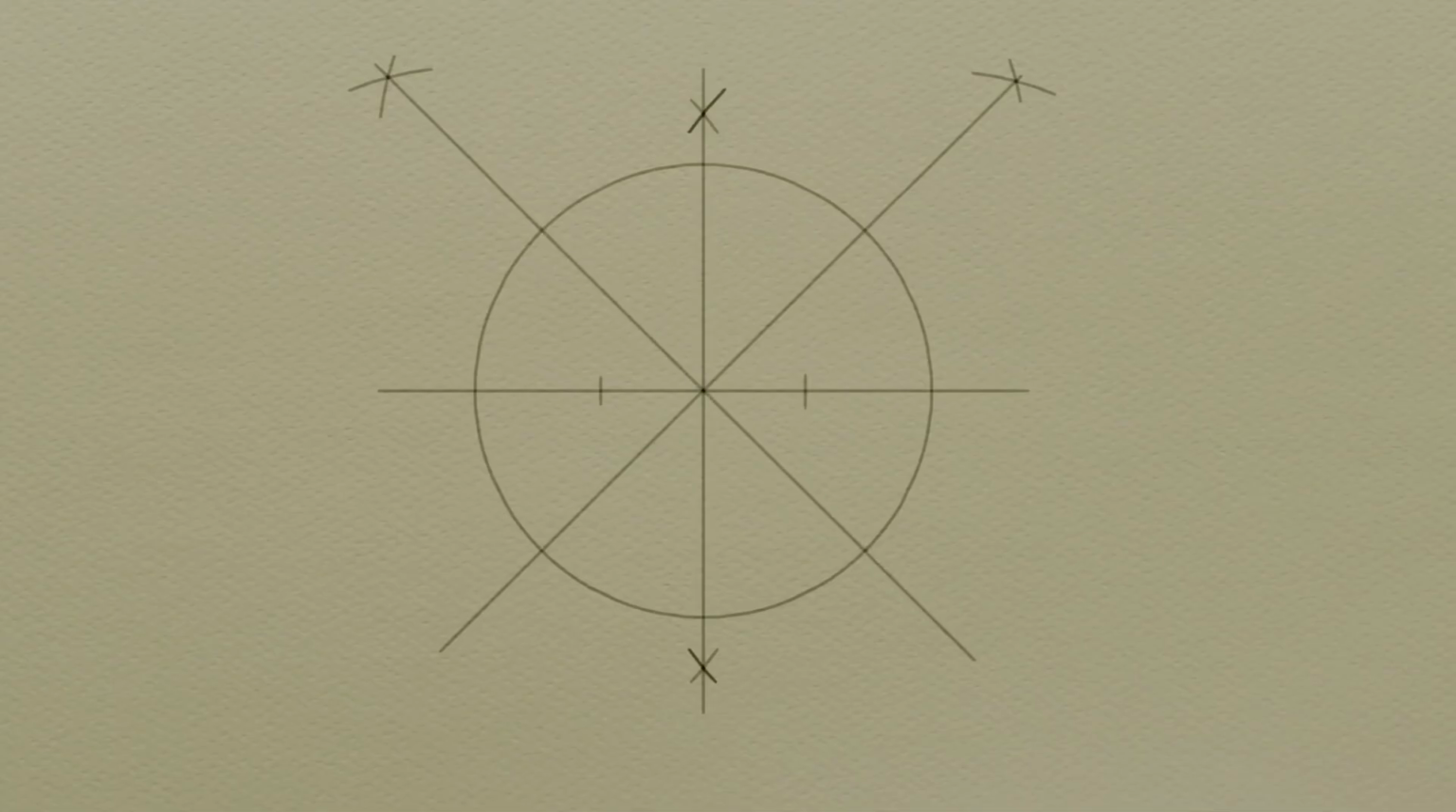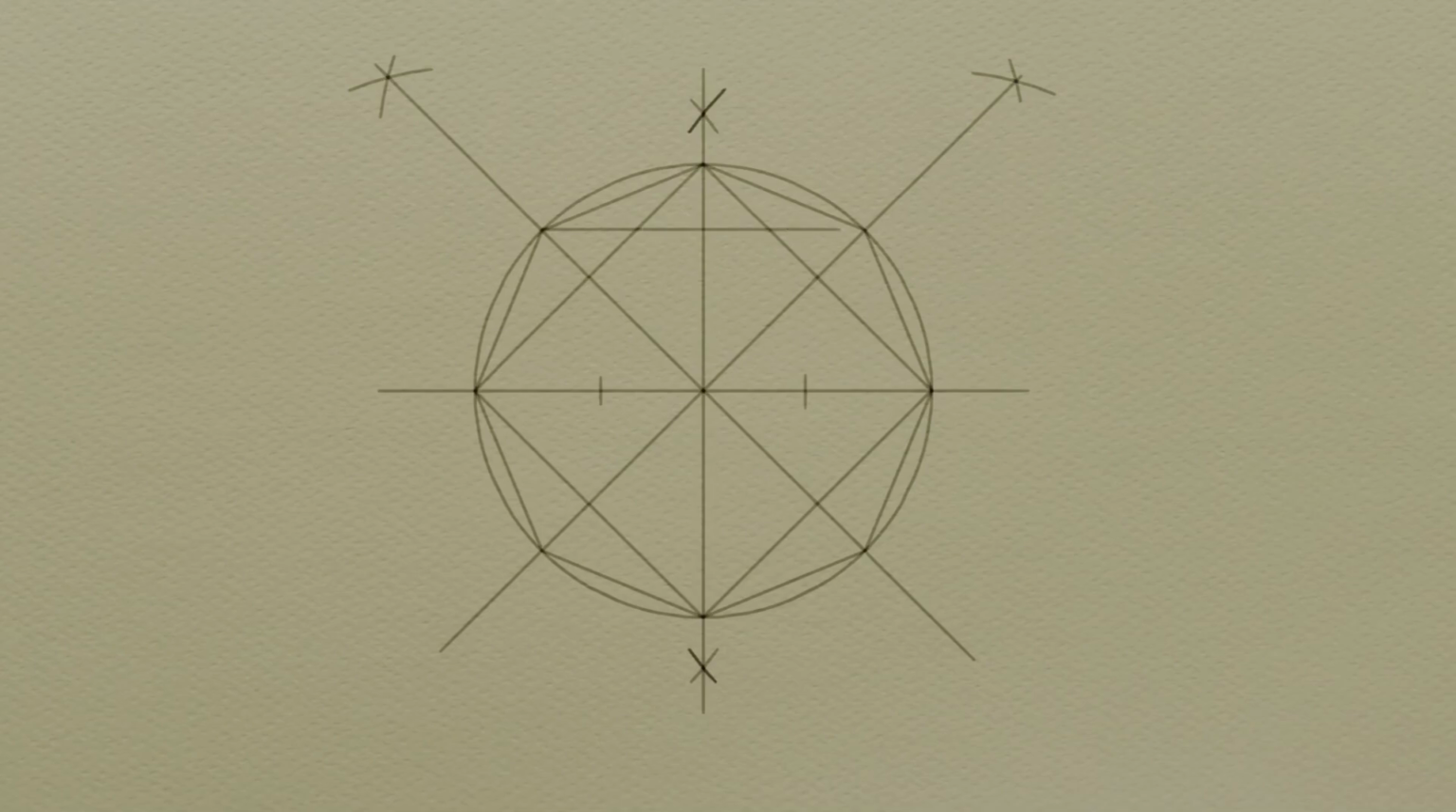With this, we obtain the 8 points we need to draw the regular 8-sided polygon, the octagon, inscribed within the circle. In other words, inside the circle. Once inscribed, we can also draw two squares within the circle, as you can see here.